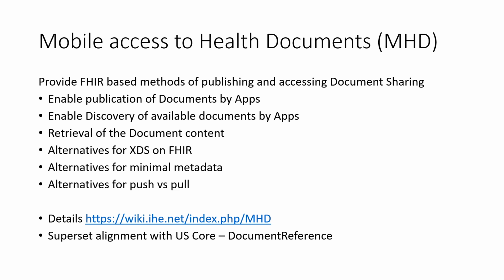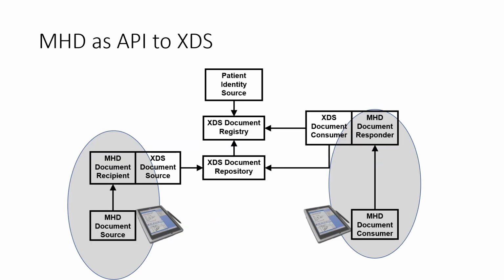The US Core has the document reference now in it, and that document reference is intended to be aligned with the document reference that's in MHD. There is a superset alignment expectation there. So I earlier showed you the XDS diagram. You'll see it kind of in the middle there. And MHD as an API to XDS is shown with the gray bubbles.